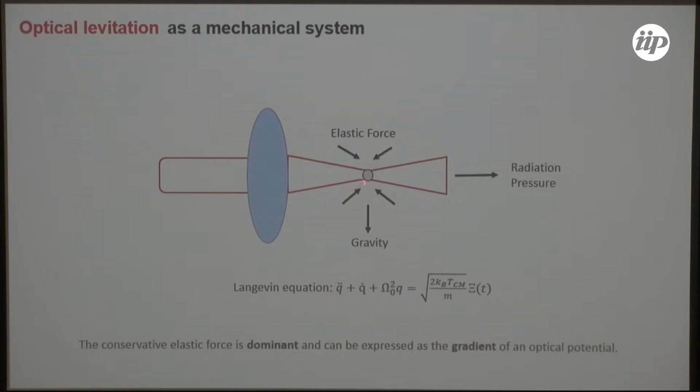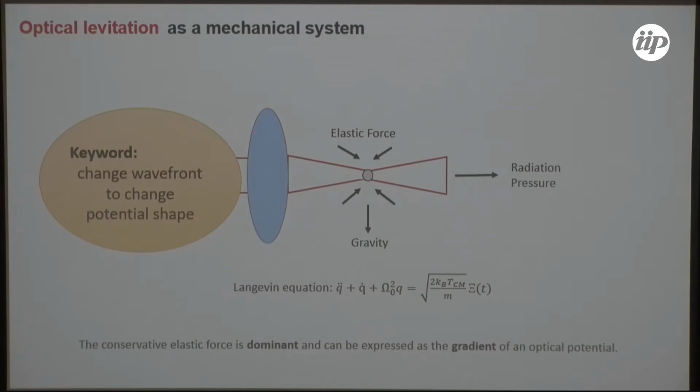If you put a particle in the focus of the laser, you basically have three main forces that act on the particle. Gravity, that pushes the particle down. Radiation pressure, photons that go to the particle and try to push the particle away. And then the elastic force from the fact that you have a gradient in the electromagnetic field. If the particle is small enough, then the elastic forces are the dominant contribution, so that you can actually ignore gravity and radiation pressure. But the key word for this mechanical system is that if you focus something different from a normal, boring Gaussian beam that creates a parabolic potential for the particle to move in, you can create different and nonlinear potentials. So the main point here is that I will change the wavefront to change the potential shape.